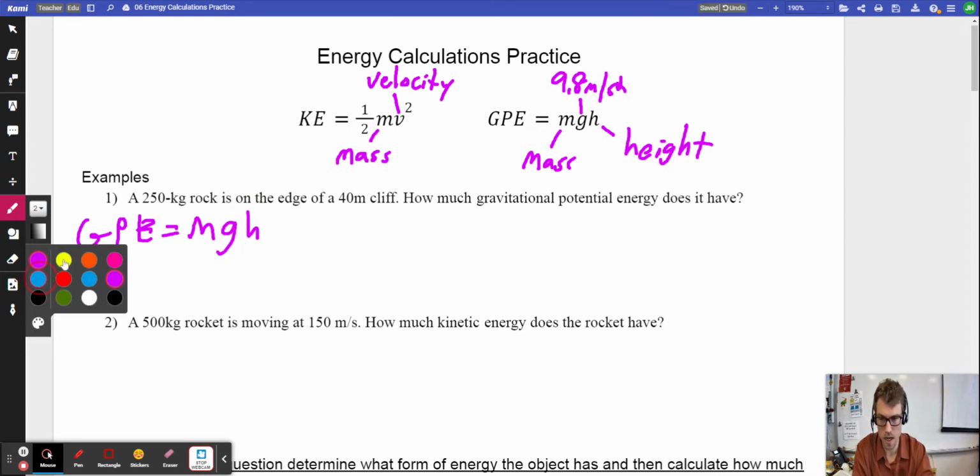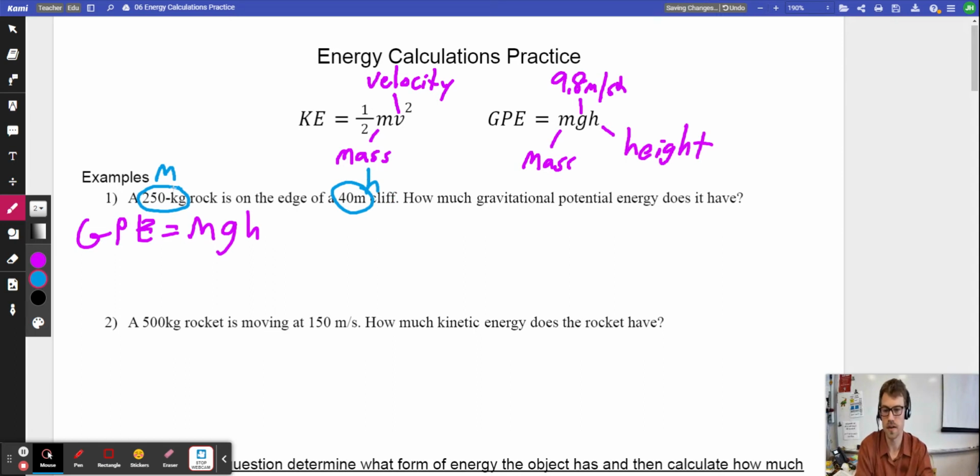Now, we need to go through our problem and identify the information that we're given to us. So a 250 kilogram, so kilograms, that's going to be a mass, is on the edge of a 40-meter, right? Remember, meters measures height. So we are given the mass and the height, and you're probably like, okay, well, what's g? Well, again, remember that g is a constant. g will always be 9.8 for every single problem that you do.